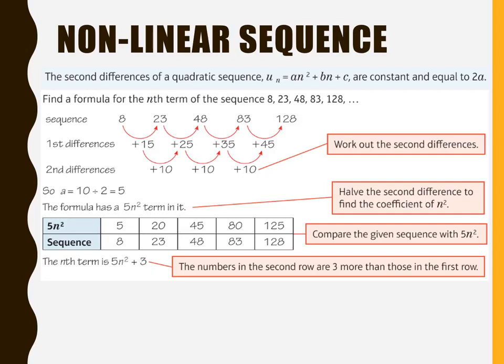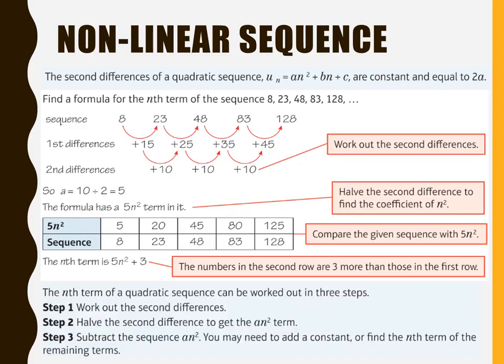What is the formula? I have 8, 23, 48, 83, 128. I first find the difference. What's the difference between 8 and 23? It's plus 15. 23 and 48 is plus 25. 48 and 83 plus 35. 83 and 128 plus 45. And now I need to find the second difference, which is plus 10, plus 10, plus 10. So I know this is going to be a quadratic sequence because the second difference is constant.